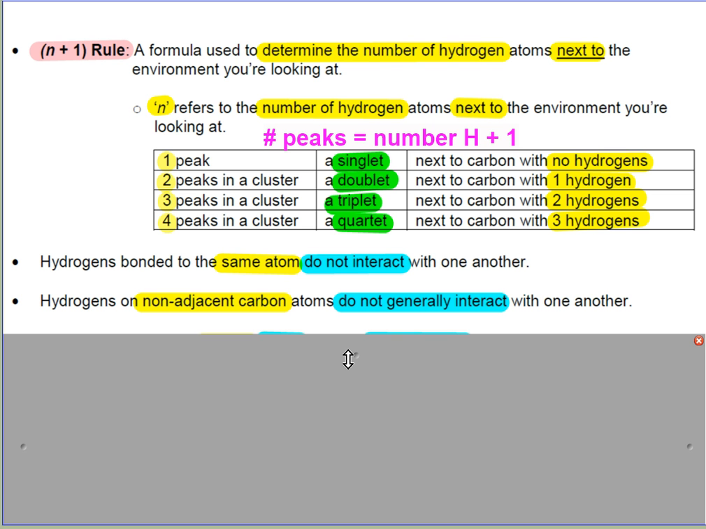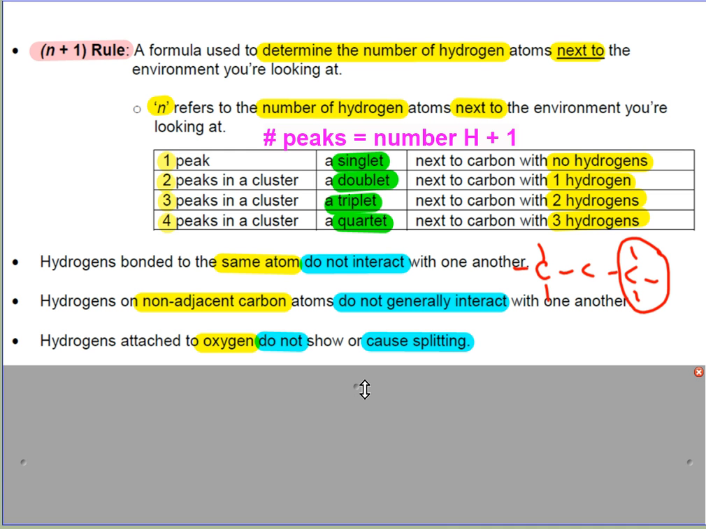Secondly, if there are hydrogens beyond the next door neighbor carbon, those hydrogens generally do not interact with the environment you're examining. So, for example, if you have 3 carbons and we're examining the environment here, the hydrogens that would be on this outer carbon would not affect this environment. The only ones that would are the ones that are directly adjacent. Okay.